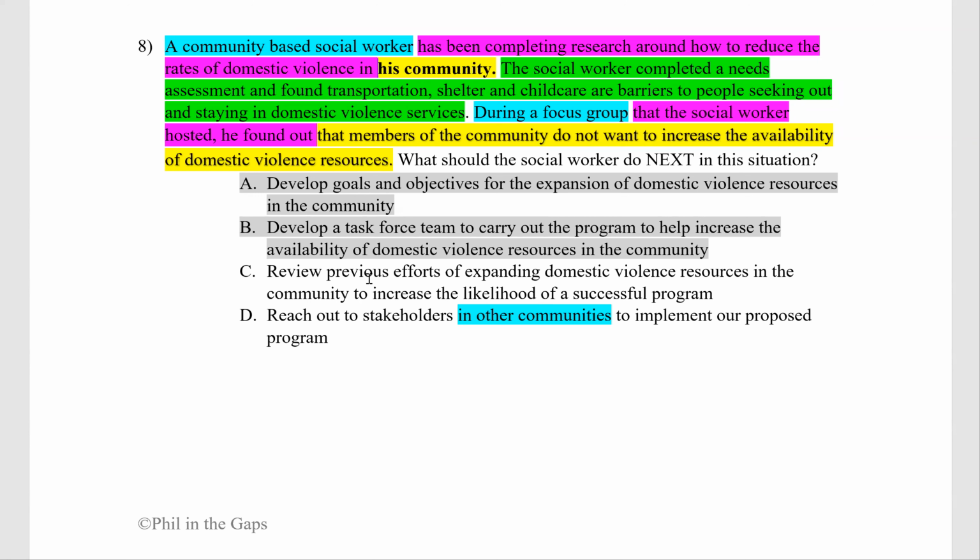So that way we can go back to the community and say, hey, these are some previous things that went on. Here are different things that my program is going to do that these other ones didn't. So the correct answer is going to be C, and we're going to rule out D.